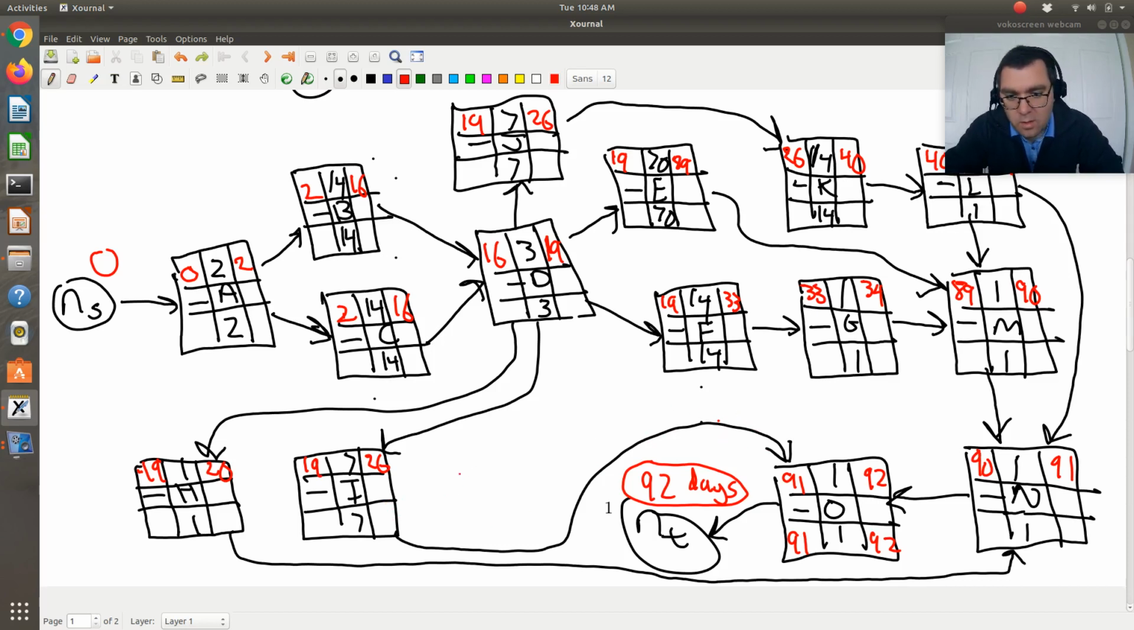So the latest possible finishing time of I for O to begin on time is going to be 91. It has a duration of 7, so this is 84. Okay, the latest possible starting time of I is 84 in order for it to complete on day 91 for O to begin on time.